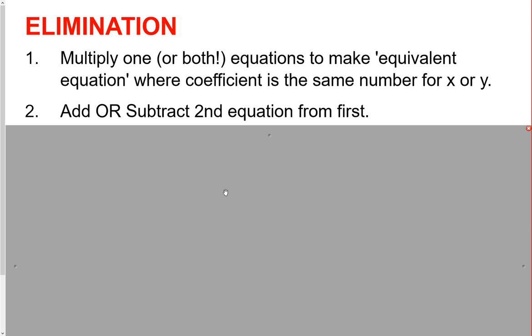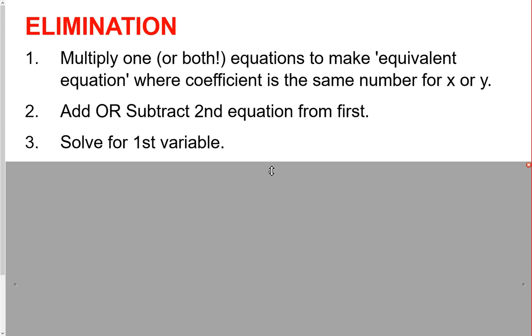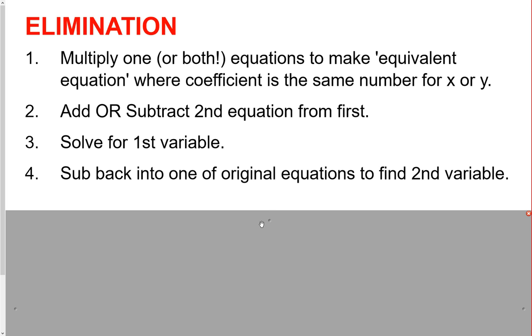My second thing I'm going to do after I make an equivalent expression, so I got the coefficient, the number in front of the x's or the y's being the same, I'm going to add or subtract the second equation from the first. So I could add if the coefficients, one was positive and one was negative. When I add them together, they'd equal 0. Or I could subtract if they're both positive, or subtract if they're both negative. And then they would cancel out. And I'll solve for the first variable. And then I'm going to sub back into the original equation to find the second variable.